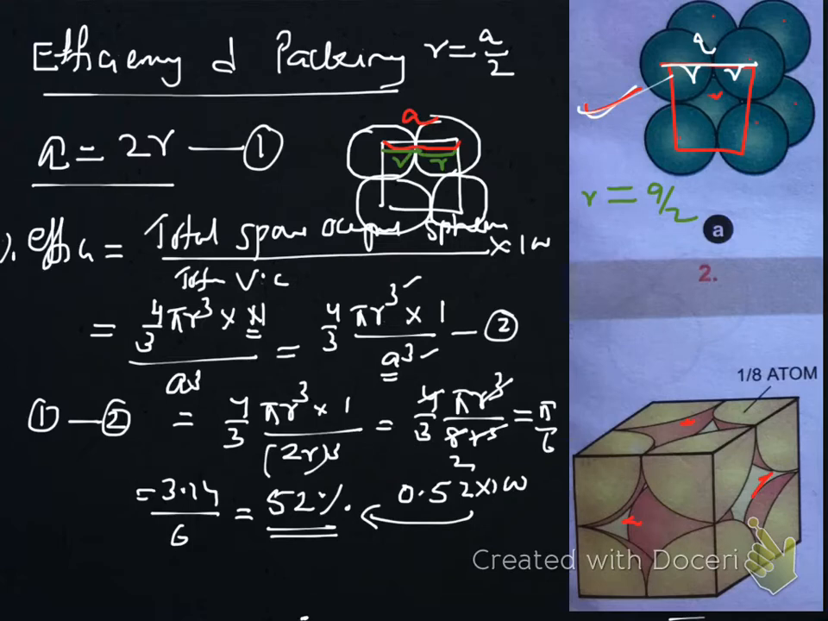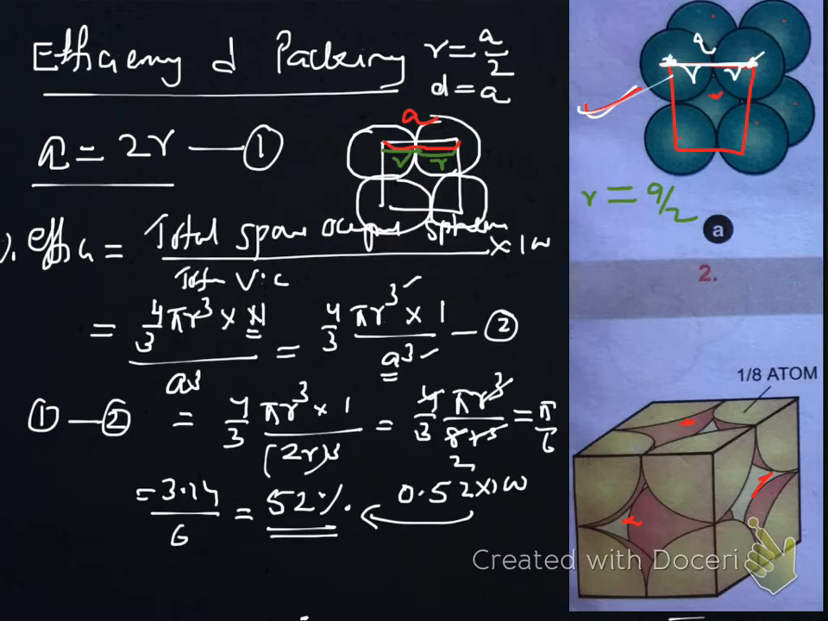Then you have to see the interparticle distance or nearest neighbor distance. Nearest neighbor distance means the distance between two adjacent particles. From this point to this point, that is a. So you have d equal to a.